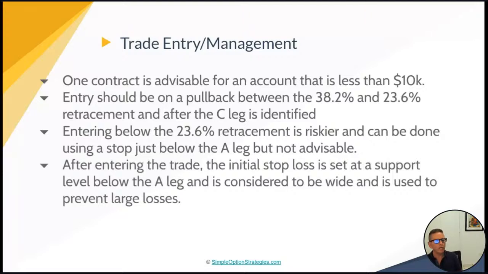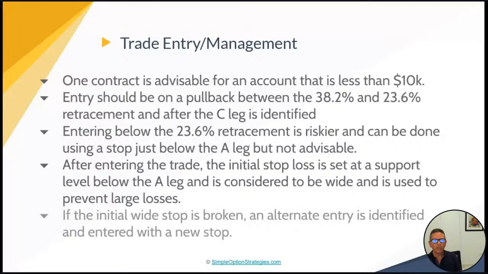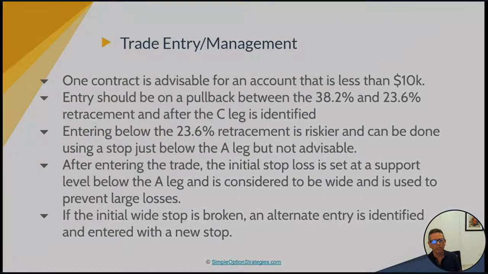So after entering the trade, the initial stop loss is set at a support level below the A leg, and is considered to be wide, used to prevent large losses. All right, so traders love to take out stops. If the initial wide stop is broken, an alternate entry can be identified and entered, and then with a new stop. And I do this all the time.